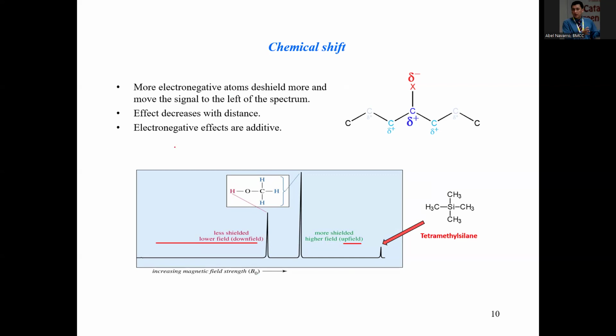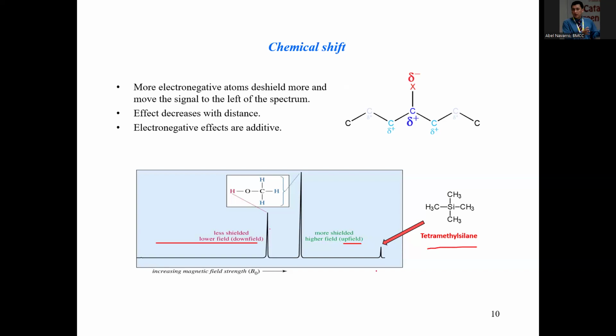Electronegative effects are additive. That means that if you have a fluorine and a chlorine, both effects will add, meaning it will be even more deshielded, more downfield, because they're additive. Okay, so good.